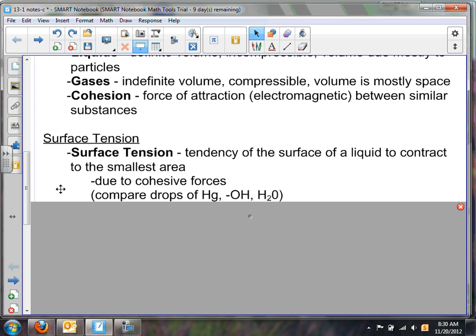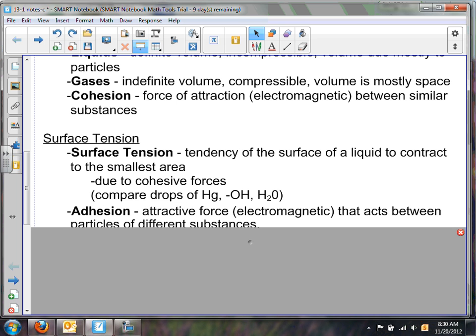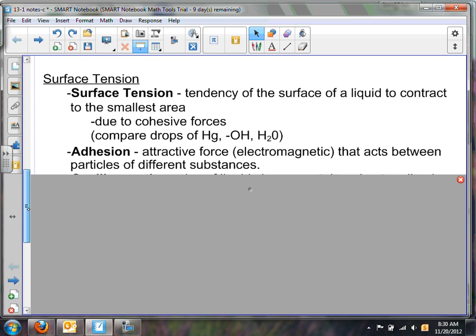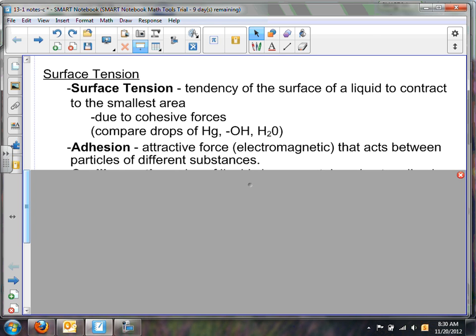So cohesion is a force of attraction between similar substances. Adhesion is a force of attraction that acts between particles of different substances. You've heard the term something adheres to something, it sticks to something. Well, one thing sticks to something else because there's an attraction from one type of particle to another. And this is also an electromagnetic force.